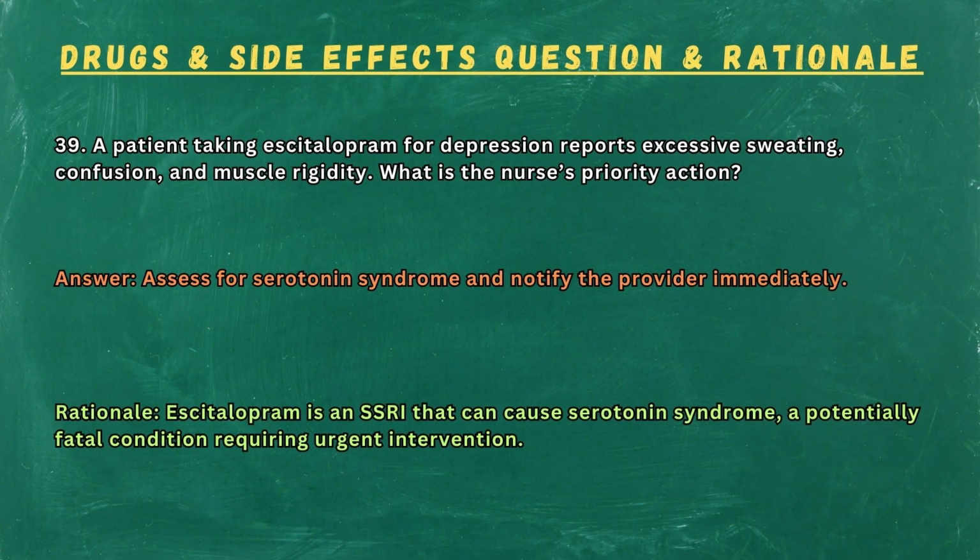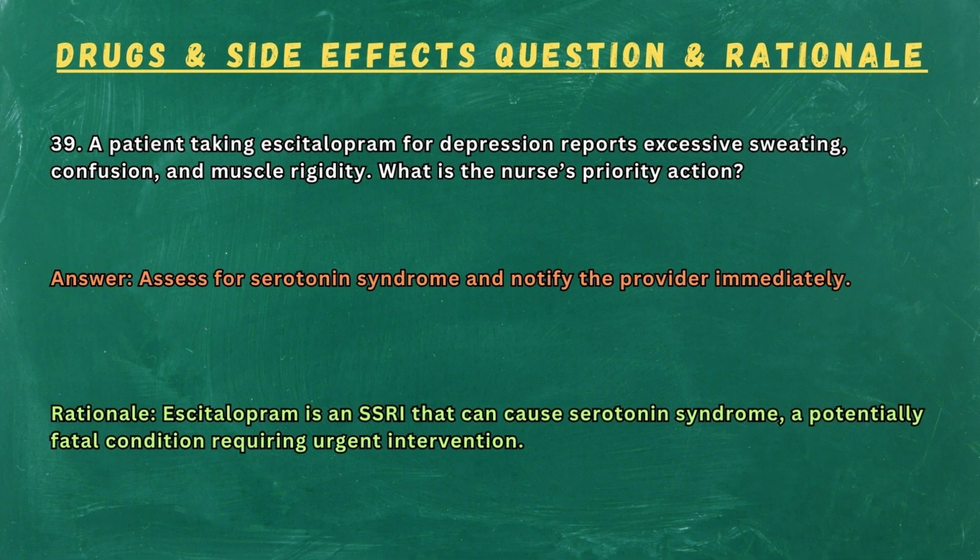39th. A patient taking escitalopram for depression reports excessive sweating, confusion, and muscle rigidity. What is the nurse's priority action? Answer: assess for serotonin syndrome and notify the provider immediately. Rationale: escitalopram is an SSRI that can cause serotonin syndrome, a potentially fatal condition requiring urgent intervention.